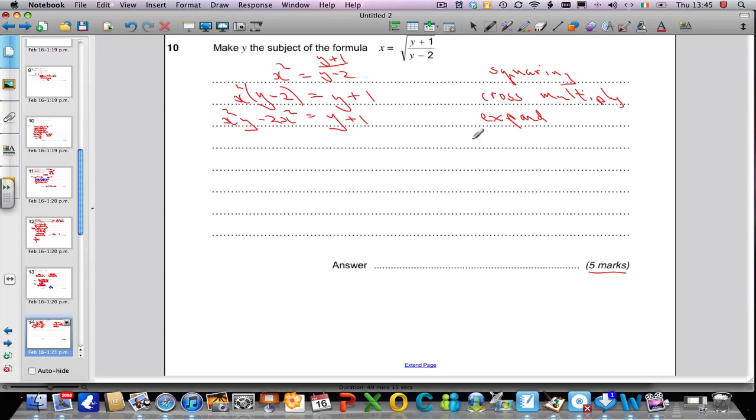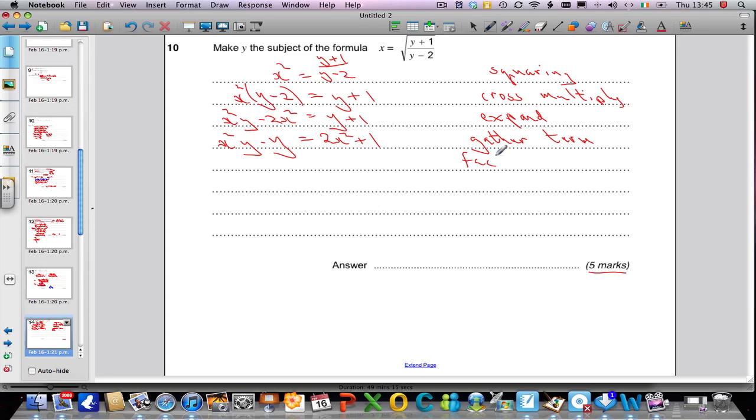Now we're going to gather terms. Right, what we want to do is get everything that involves a y over to the left hand side and everything that doesn't have a y over to the right hand side. This has a y, so leave it alone. X squared y. I'm going to bring this y over, so take y off both sides. And I'm also going to add 2x squared to both sides. So we get 2x squared plus 1.